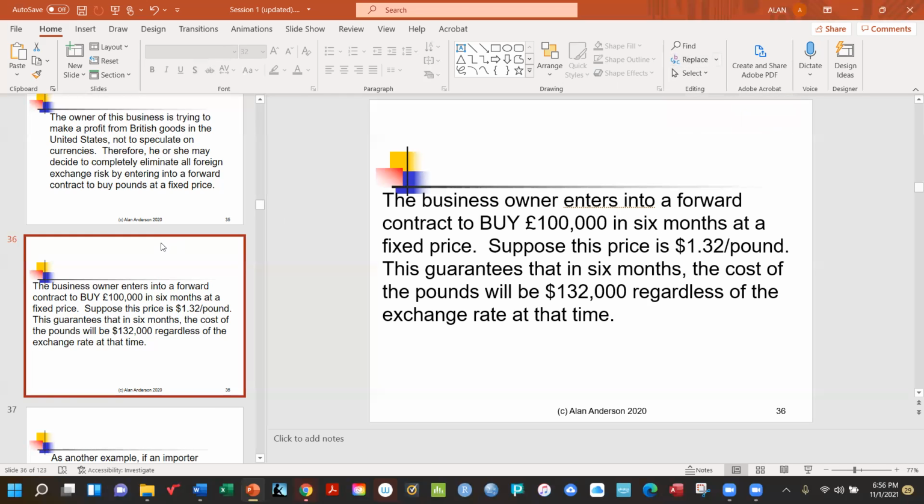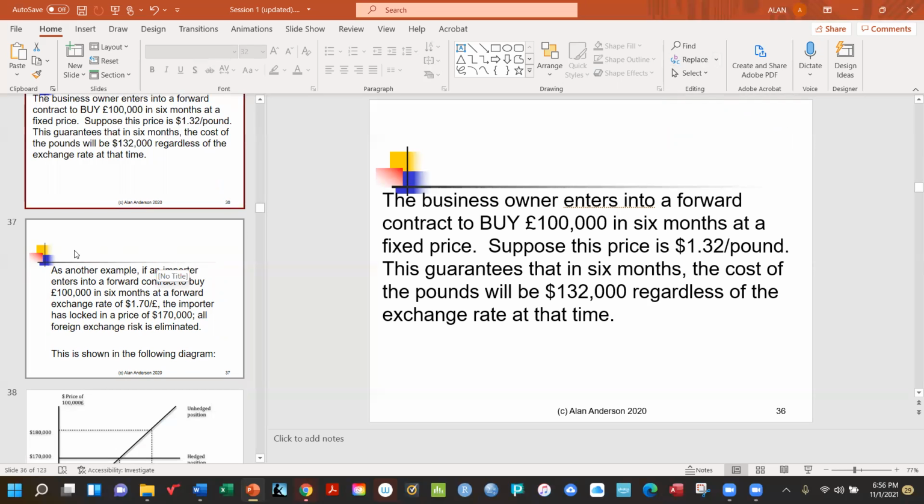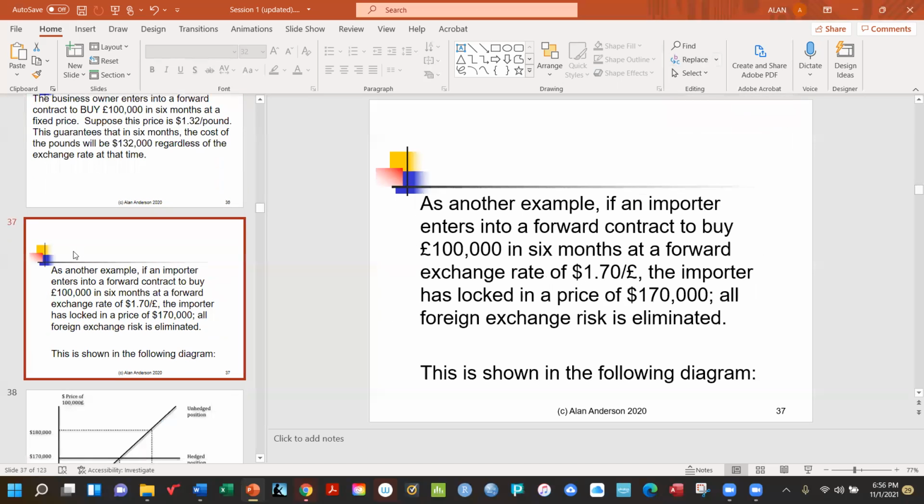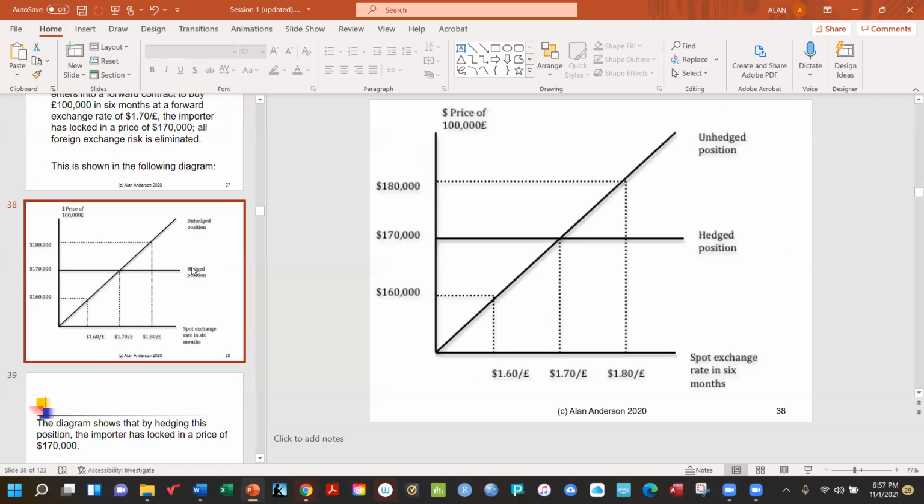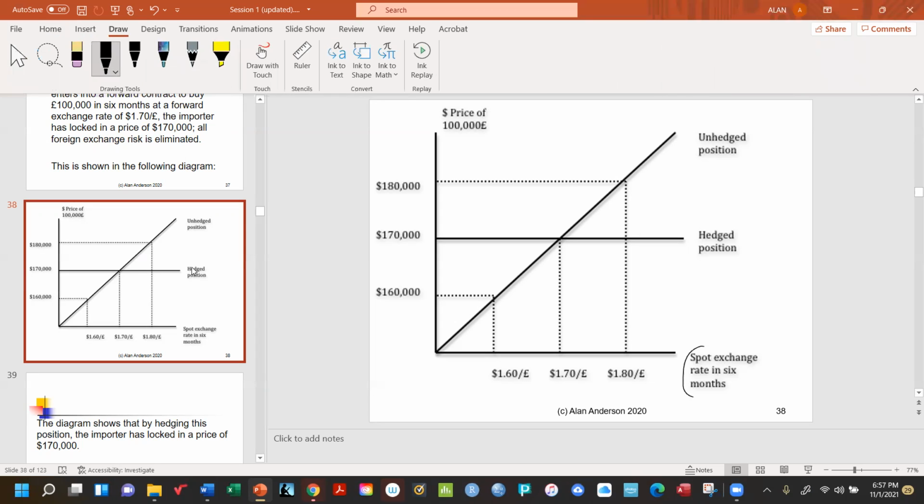Now, what if I'm not an importer? Oh, no, this is different. This is a different example of the same importer. If I lock in a price, let's say the exchange rate now is $1.70, the forward exchange rate, I'm guaranteeing myself the ability to buy the pounds for $170,000 in 6 months. But I've got this little diagram here that wraps up exactly what we've been talking about. In other words, if in the future, which is what we're looking at down here, that's the future spot exchange rate. If it stays at $1.70, well, then I break even.